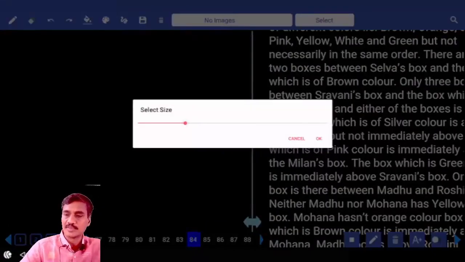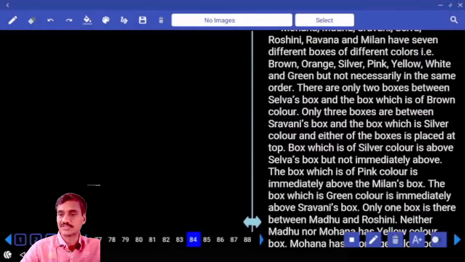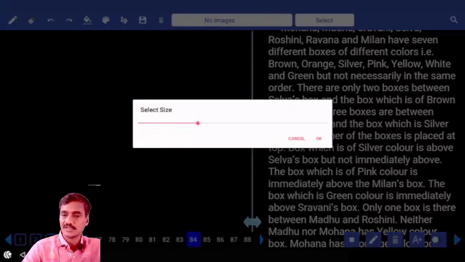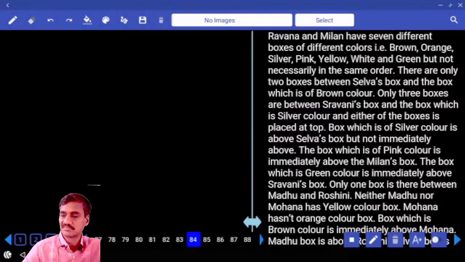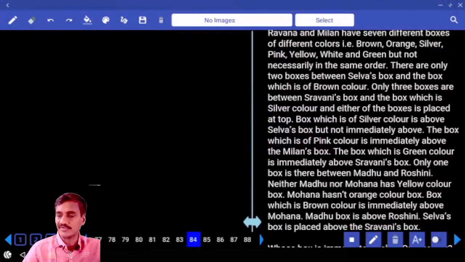Then coming to this one. Now how many boxes we have? 7 boxes. Now 7 boxes were there. Now these 7 boxes, and they were stacked one above the other, and each one of them are of different colors.